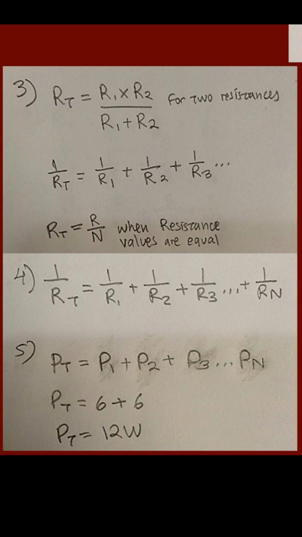If you have more than 2 resistances of different values, you can use the second formula, the reciprocal formula for resistance, or 1 over R total equals 1 over R1 plus 1 over R2 plus 1 over R3, etc. If you have 2 equally valued resistances or more than 2 equally valued resistances, you can use the third formula shown, which is resistance total equals resistance divided by the number of resistance values. Remember, these have to be equal. Doesn't matter how many, but they have to be all the same.